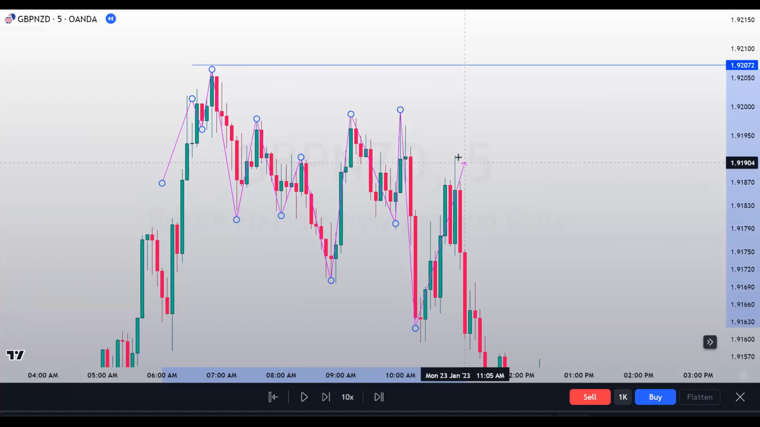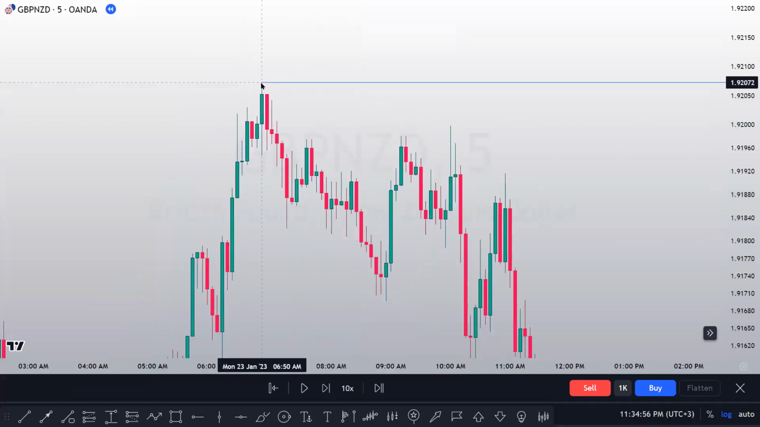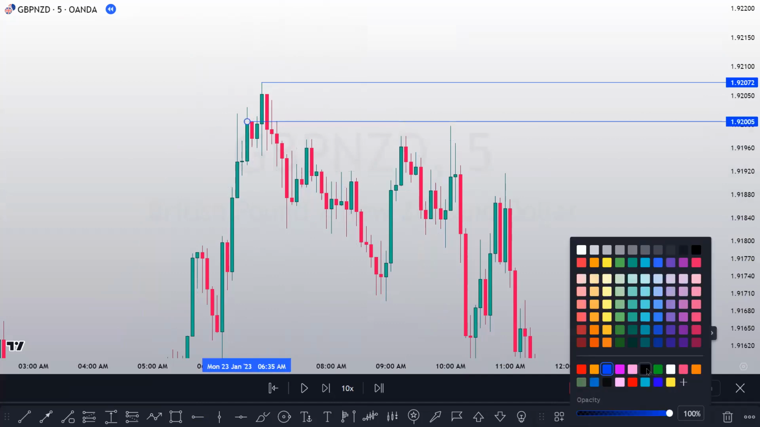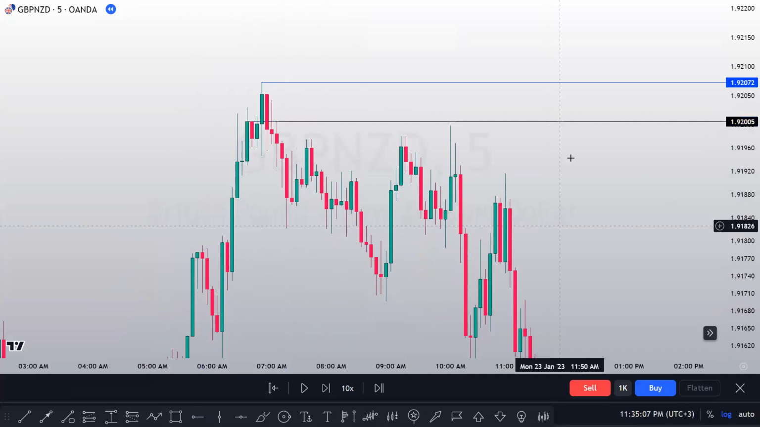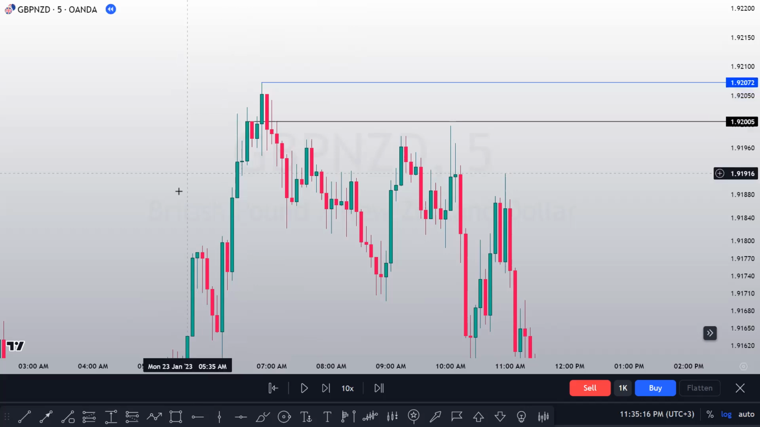So what we have to do in this situation is find the liquidity engineering that was above all of that activity. As you can see here, this was my liquidity engineering above all the activities that the market was performing here. So now, this is the area where I have to put my entry, and the risk was almost 6.9 pips, almost 7 pips.